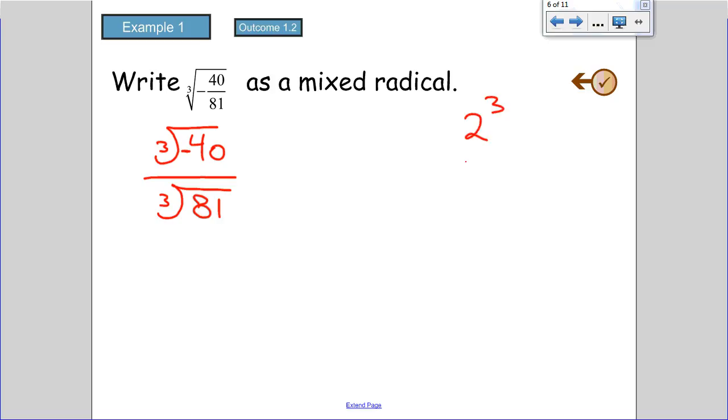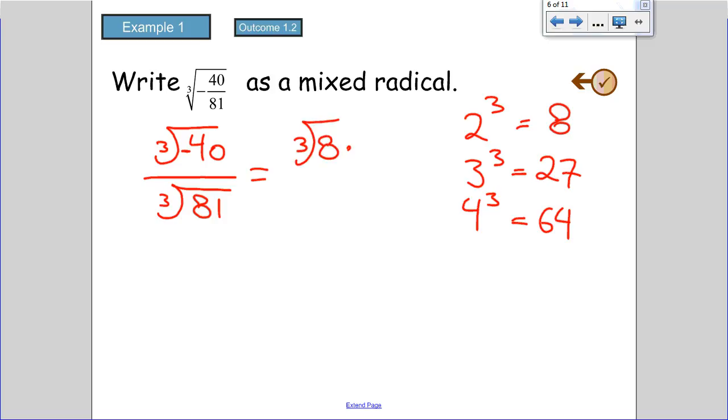2 cubed is 8. 3 cubed is 27. 4 cubed is 64. No, we're not going to need to go here. Does 8 go into 40? Yeah, I skipped 27 and 64 because they obviously don't. So what is the 40 going to change into? 8, 5. So we got the cube root of 8 times the cube root of 5.